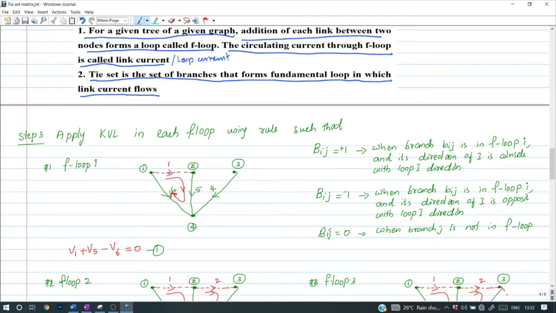Here we took the first link connected like this between node 1 and 2. It forms a fundamental loop. What are the branches involved in this fundamental loop? 1, 5 and 6. So V1 plus V5, because its direction is the same as this loop current. Then minus V6 is coming, because the branch current direction is opposite to our loop current. So V1 plus V5 minus V6 is equal to 0. That is the KVL equation in fundamental loop 1.